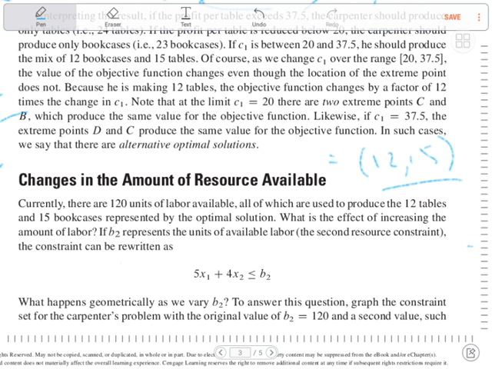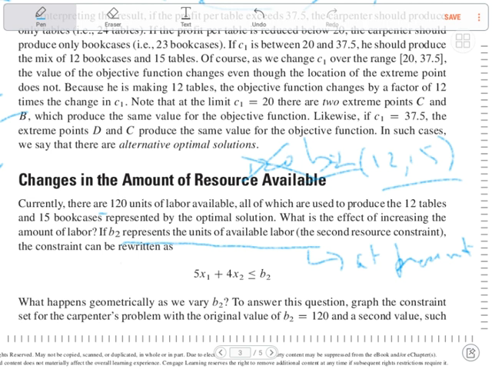120 units of labor was there, and what was the labor constraint? If you recall, this was the labor constraint 5x1 plus 4x2 less than or equal to 120, less than or equal to because the labor was either to be used or kept for future use. But now what change are we making? B2 represents the units of available labor at present. That means for our problem 120 is replaced by B2, so the constraint becomes 5x1 plus 4x2 less than or equal to B2.